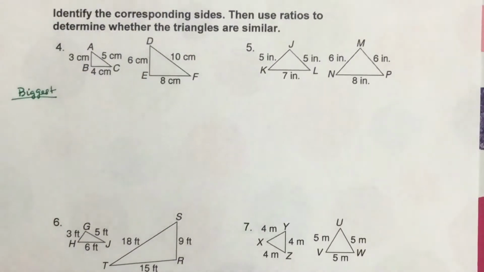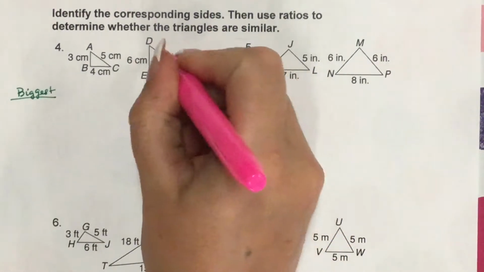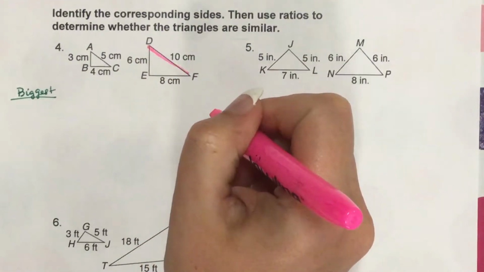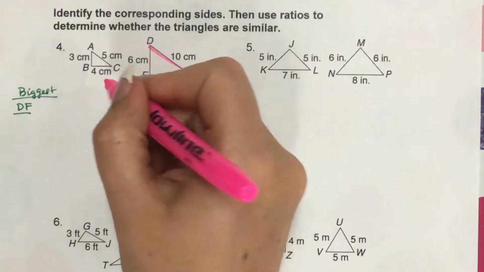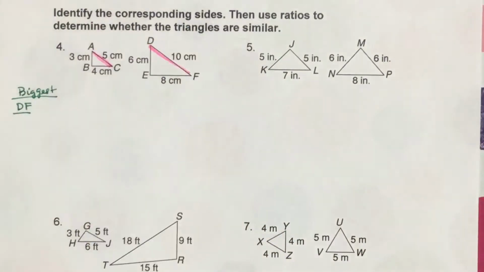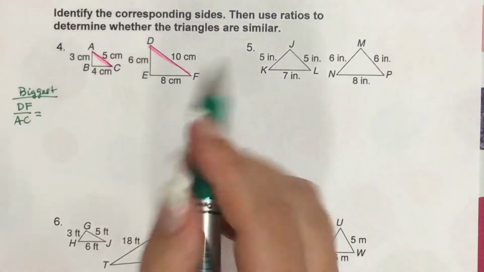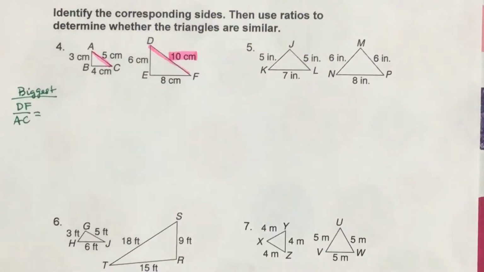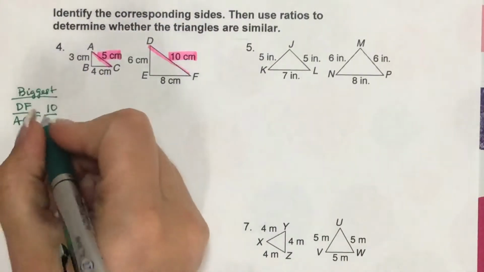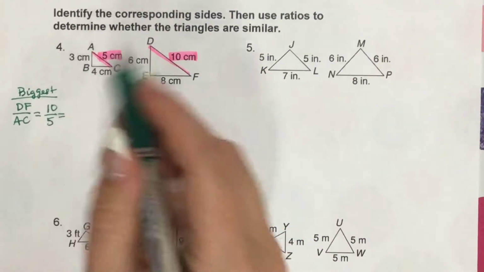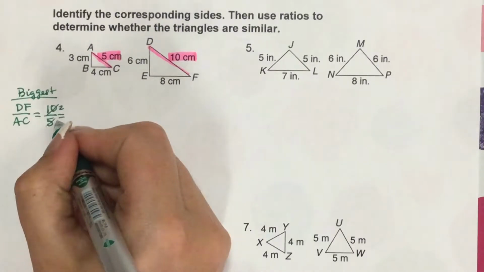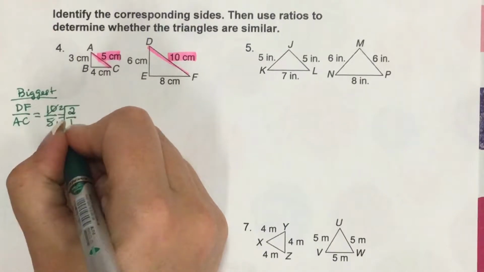So the biggest side would be, let's see here. I'm just going to do the big triangle on top. So that would be here, DF. Over the biggest side on the little triangle, if we're looking at the numbers, would be 5, which is AC. So now that we have that, we just fill in the numbers. DF is 10, so it's going to be 10 over AC is 5, 10 over 5. And we know that 5 goes into both of those numbers, so we want to reduce this. 5 goes into 10 2 times, and 5 goes into 5 1 time. So our ratio is 2 over 1.